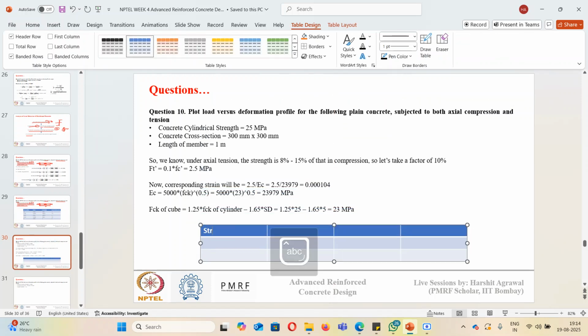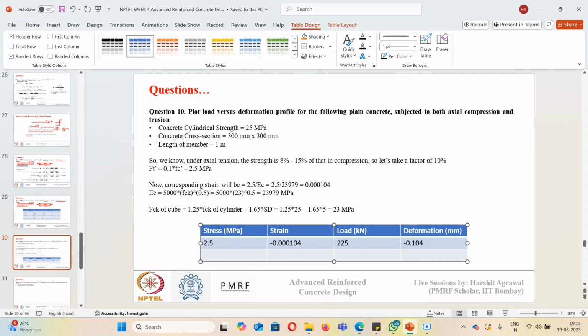So we have stress in MPa, we have strain, we have load in kilonewton, and we have deformation in mm. Stress is 2.5, strain is, I represent strain with a negative sign, so -0.0001043. Load is stress into the area, which will come out to be 225 kilonewton, and deformation is this strain value into 1000, so it will be minus 0.104 mm.